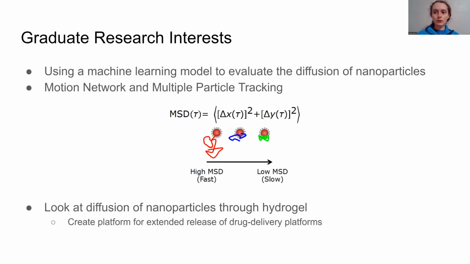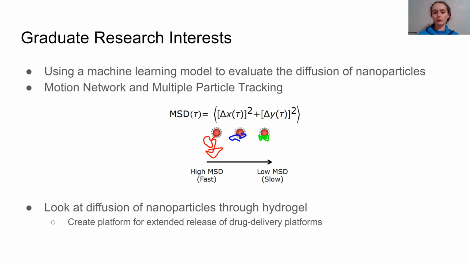And so translating that into my graduate research interests, what I've been working on so far, and what I'd like to continue working on, is using a machine learning model to evaluate the diffusion of nanoparticles. Two of the programs that we use are Motion Network and multiple particle tracking. Multiple particle tracking gives you an MSD value, so the mean squared distance that a particle travels.